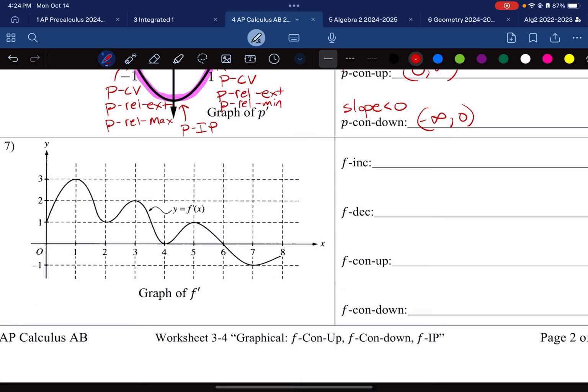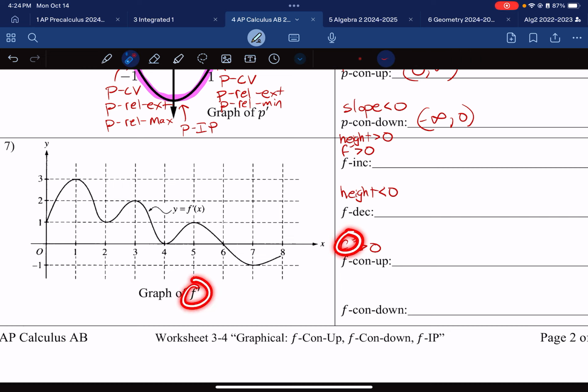Moving on to our last question for the homework assignment. Where is f increasing? Definition of f increasing is where f prime is greater than 0. On a graph of f prime, what is f prime? Well, that is height. So translate this to where is height greater than 0? Translate f decreasing to where is height less than 0. Translate f concave up. Okay, use a cheat sheet definition. F concave up is where f double prime is greater than 0. What is f double prime on a graph of f prime? That is slope. So where's slope greater than 0? And therefore f concave down is where slope is less than 0.